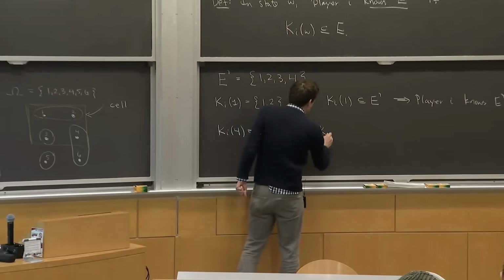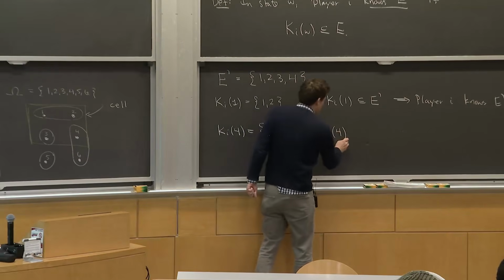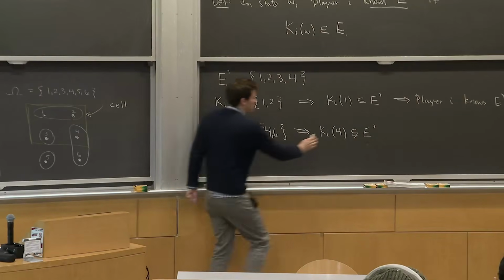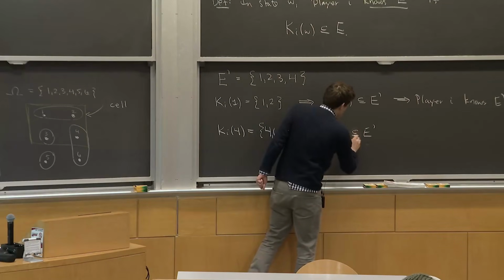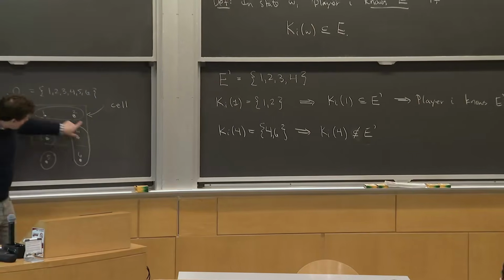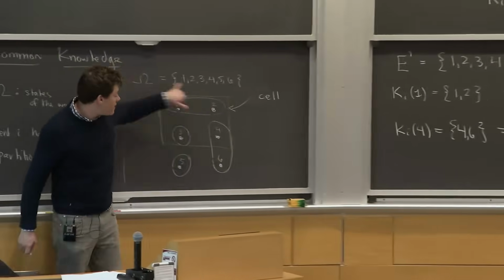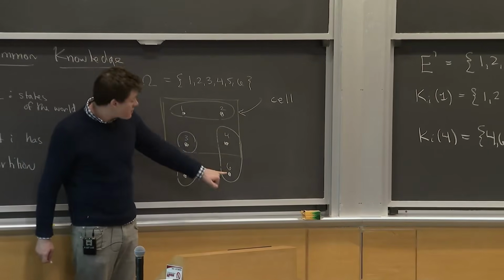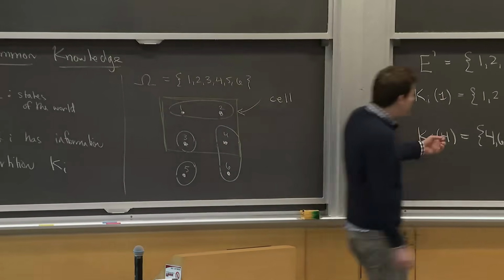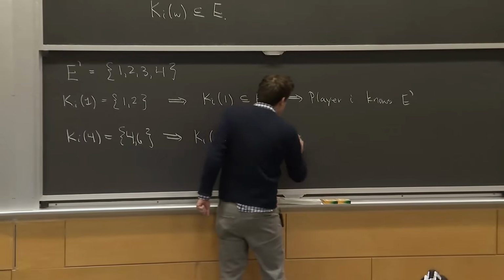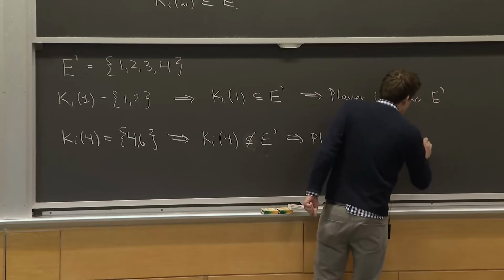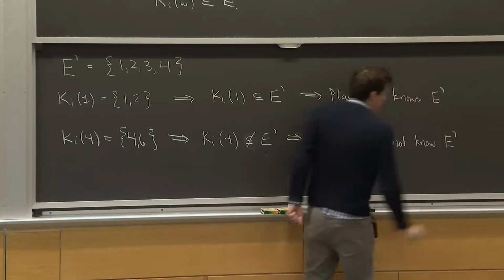So in this case, Ki of 4 is not a subset of E prime. Oops. Why? Well, this cell, {4, 6}, is not entirely contained within the yellow box. It breaks the yellow box, and parts of this cell lie outside the yellow box. So we conclude that in state 4, player I does not know E prime.